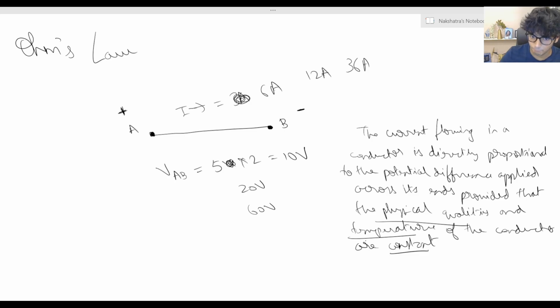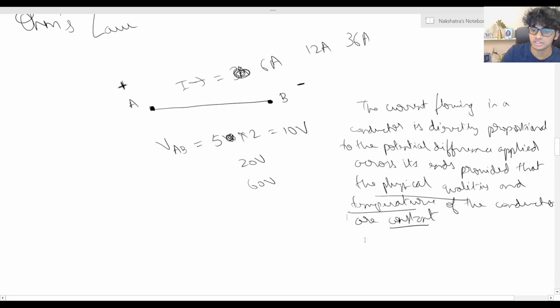So current flowing in a conductor is directly proportional to the potential difference applied across its ends. As we can see here, I is directly proportional to V, IAB over here is directly proportional to VAB. So this means that if we doubled the potential difference, the current here would also double. If the potential is halved, the current would also be halved. That's how direct proportionality works.